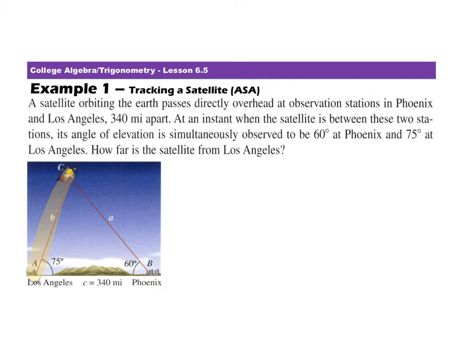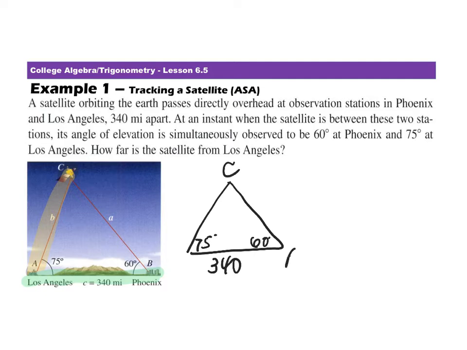Okay, so they gave us some information that we can use. We know that the satellite is up here at angle C. The distance from here to here, from Los Angeles to Phoenix, is 340. So I'm going to redraw this triangle so I can isolate what's going on without all of this other stuff. Here's what I'm looking for. I want to find this side right here. We'll call this side B. This is angle A. This is side A. How far is the satellite from Los Angeles? We are trying to find this piece of information right here.